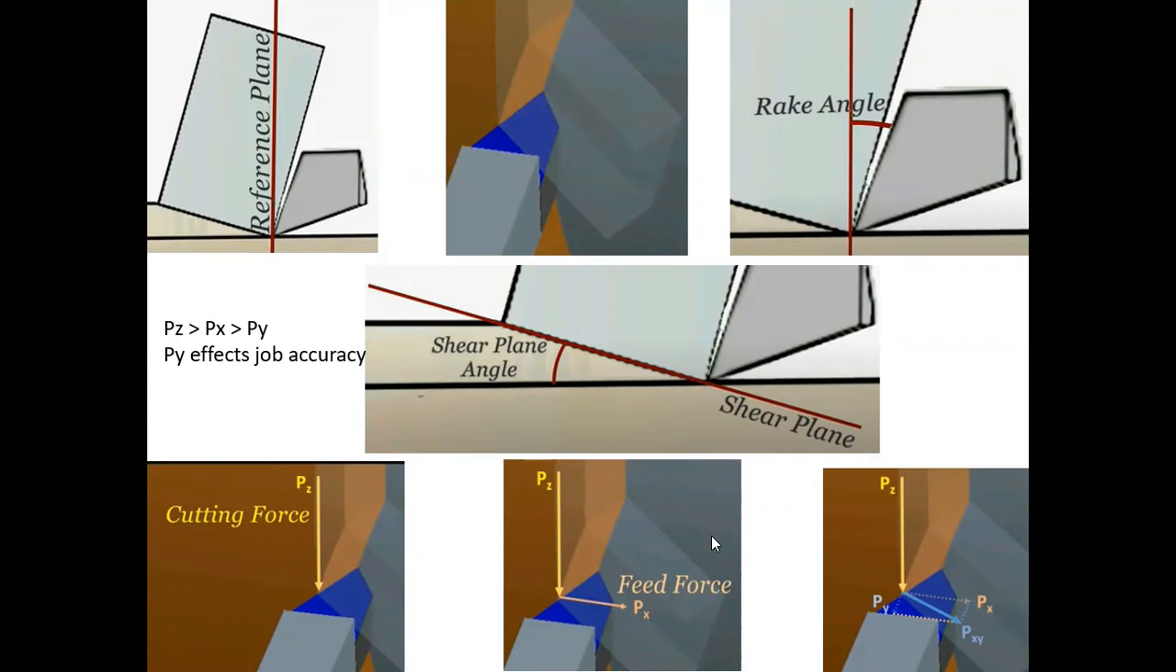Then we will discuss cutting forces. There are three cutting forces applied on a cutting tool: the cutting force in the vertical direction, then Px in the horizontal direction, and Pz again in the horizontal direction, but all along the radii of the workpiece. So it is very clear that cutting force is greater than feed force, and feed force is greater than radial force. Then Py affects the job accuracy.